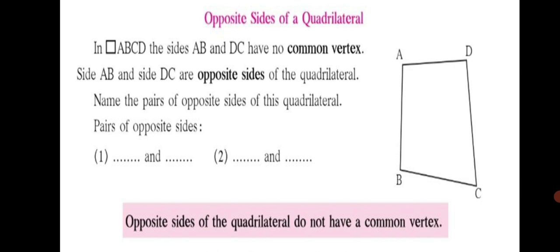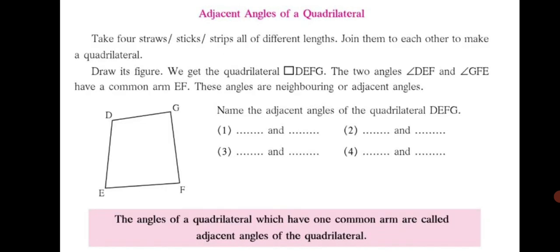This activity is given on page number 82 of your textbook. So the opposite sides of this quadrilateral will be first pair side AB and side DC, and second pair side AD and side BC. So the property here is opposite sides of the quadrilateral do not have a common vertex, whereas adjacent sides have a common vertex. Now let's learn about adjacent angles of a quadrilateral.